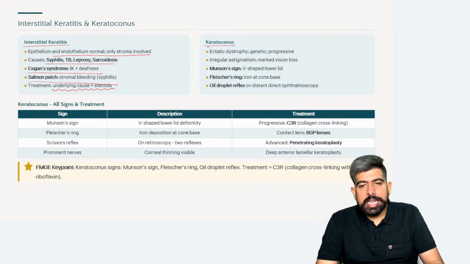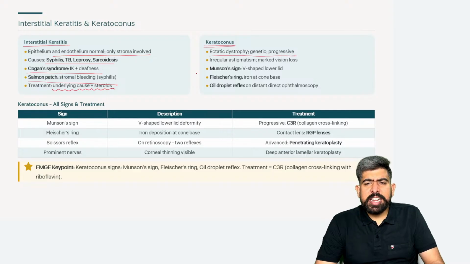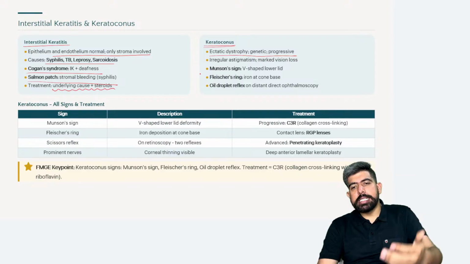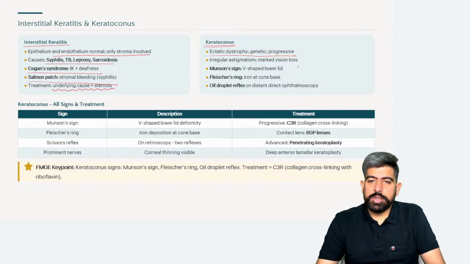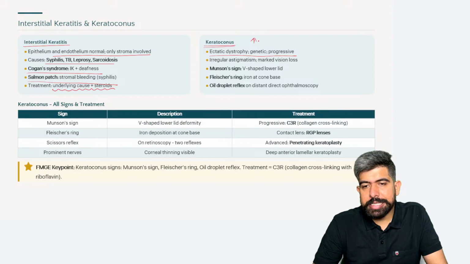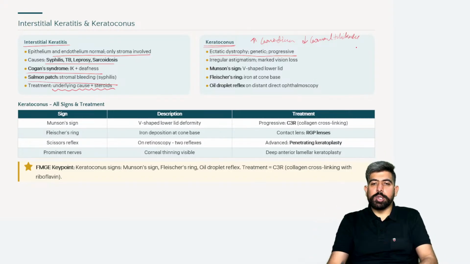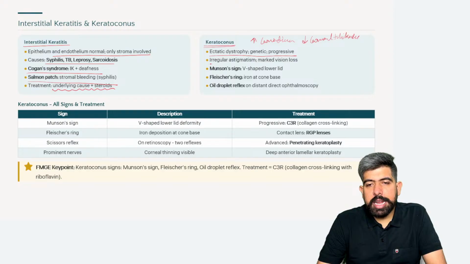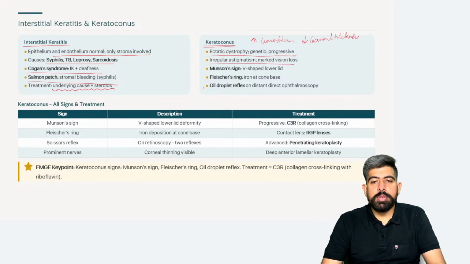What about keratoconus? As we talked about, keratoconus is an ectatic dystrophy, genetic, with progressively increasing curvature of the cornea, right? In this condition, the curvature is increasing and the corneal thickness is decreasing. So corneal thickness will decrease. Now this is having irregular astigmatism, and marked visual loss will appear.